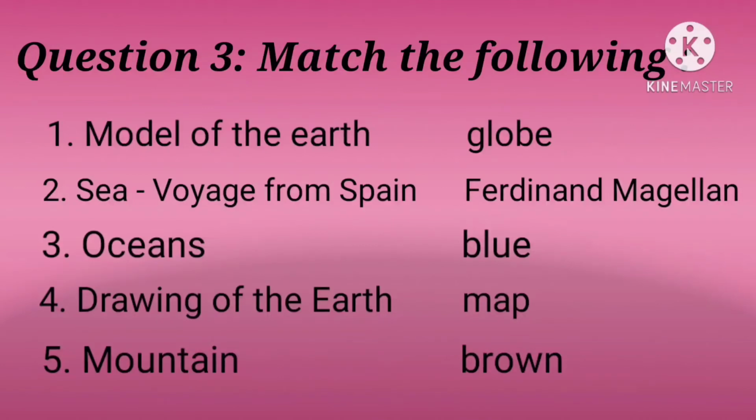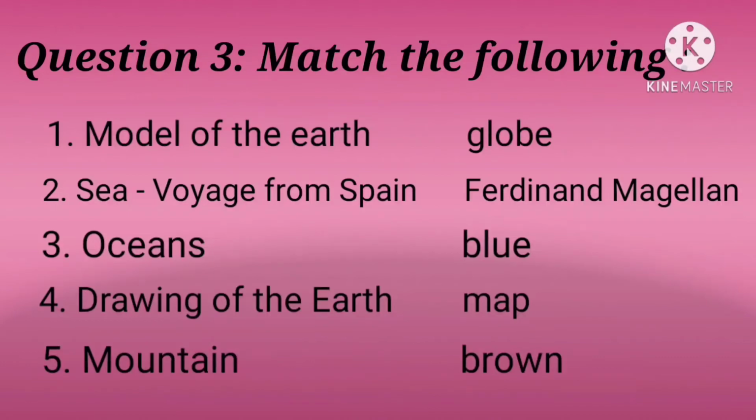See, the first one, what is that? The first one is model of the earth. In our globe, we will see the model of the earth. And what is the second one saying? The second one is sea voyage from Spain. Who is that? That is Ferdinand Magellan. And the third one is oceans. As you know, the color of our oceans is blue.